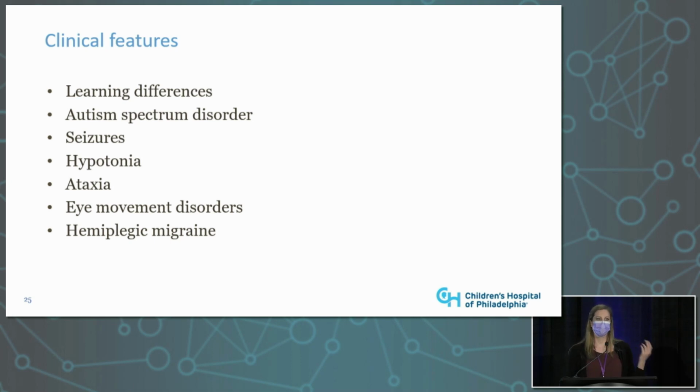So clinical features overall for having these harmful changes in the CACNA1A gene could be learning differences, autism spectrum disorder, seizures and epilepsy, hypotonia, which is low muscle tone, ataxia, which is a sort of uncoordination of movements. You can have eye movement disorders, and you can have hemiplegic migraine, which is essentially a temporary paralysis on one side of the body.